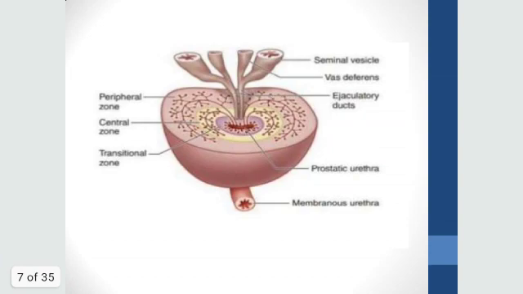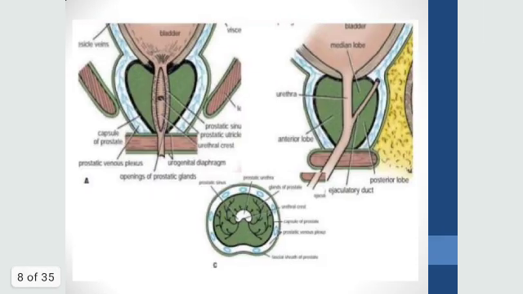In this picture, we can see the seminal vesicle, the vas deferens entering and forming the ejaculatory ducts into the prostatic urethra. You can see the peripheral zone, central zone, and transitional zone, and the membranous urethra. In the cross section, we can see the relationship of prostatic urethra with the bladder, the floor of the pelvis, that's the urogenital diaphragm. We can see the openings of the prostatic glands. There's a prostatic sinus, prostatic utricle, and urethral crest. You can see the capsule of the prostate.